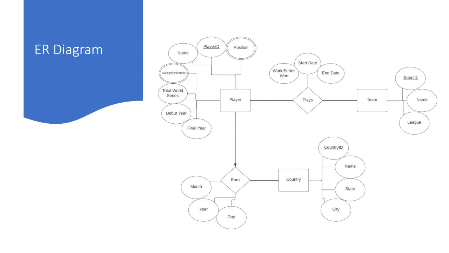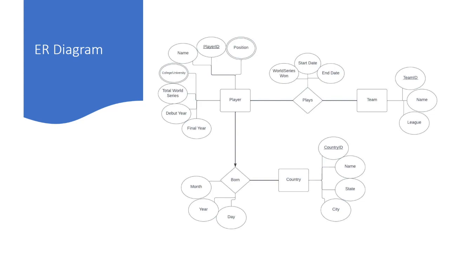Another attribute that is of array type is the college university attribute because players could have played at multiple universities, or it could also be none because some players went from high school straight to the MLB. Then of course we have the name attribute, the total World Series attribute if the player has ever won the championship, a debut year for whenever they started playing in the MLB, and a final year when they retired, if it applies to them, of course.